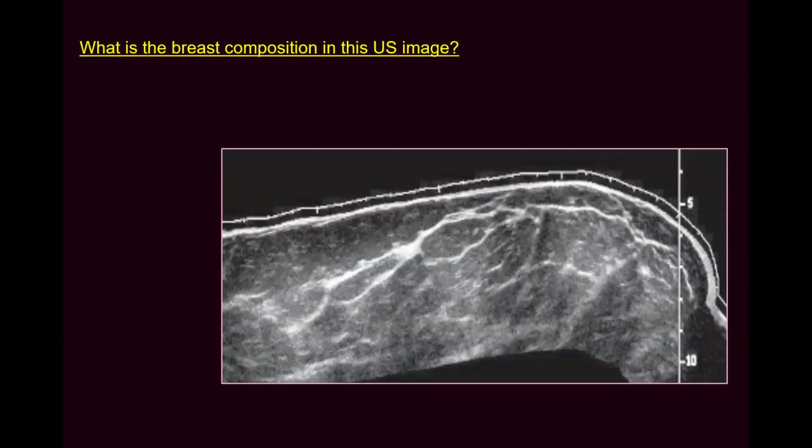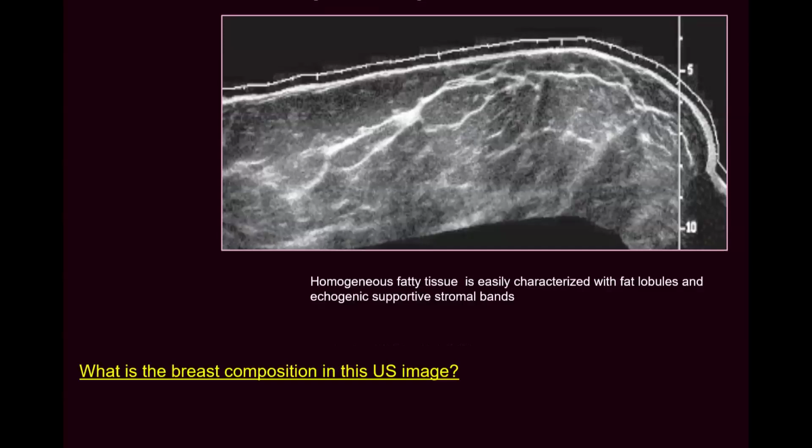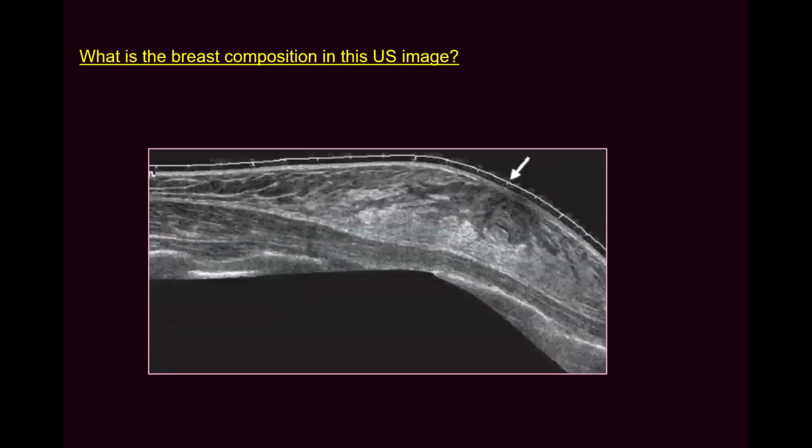And this one? This is homogeneous background echotexture, fat. Fat, excellent. And what about these bands? This is a stromal band, or it could be. Yes, these are the supportive stromal bands. Excellent.